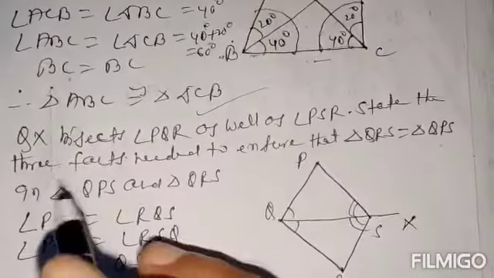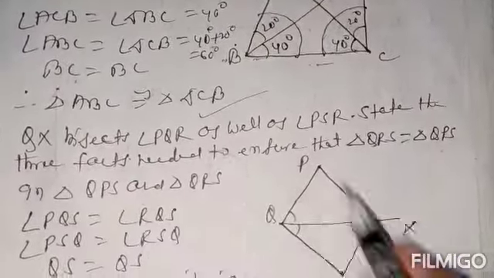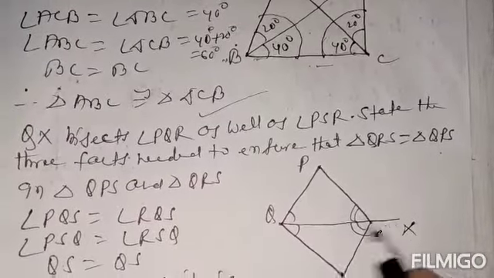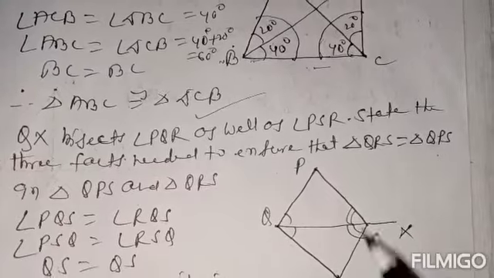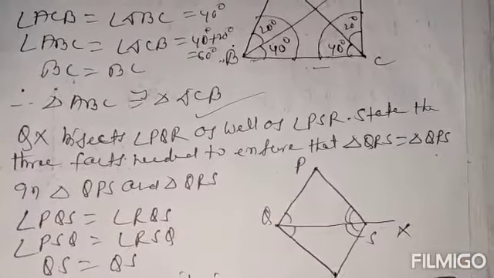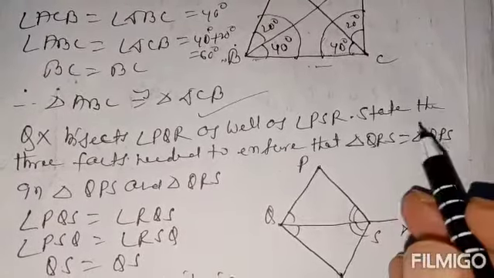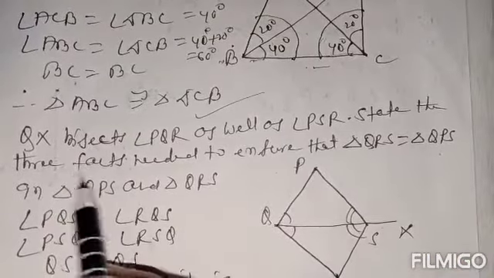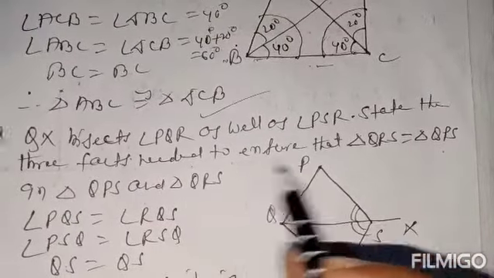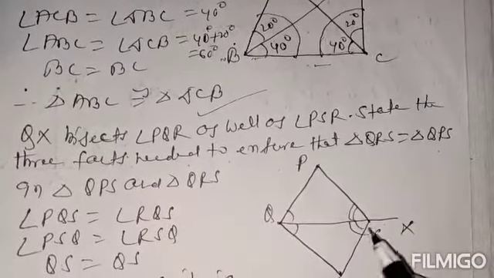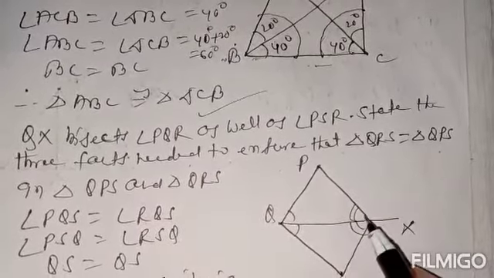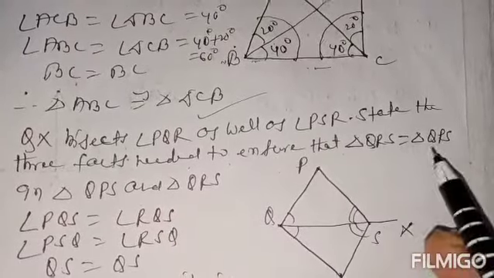Next question is: QX bisects angle PQR as well as angle PSR. State the three facts needed to ensure that triangle QRS and triangle PQS are congruent.